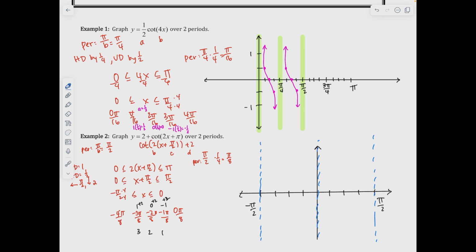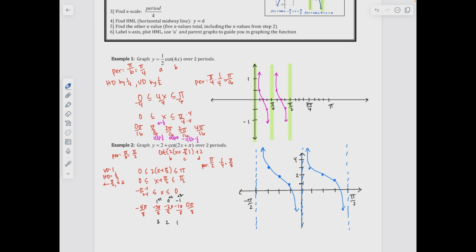Okay, at negative 3 pi over 8, I'm going to be at 3. At 3 pi over 8, I'm going to be at 3. At negative 2 pi over 8, I'm going to be at 2. At negative 1 pi over 8, I'm going to be at 1. And then I'm going to repeat 3, 2, 1. And so there's my graph of cotangent. Okay, so those are 2 problems for us to practice cotangent.